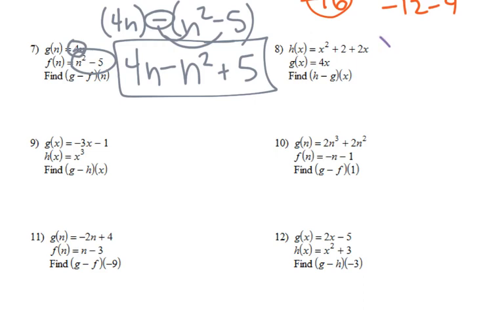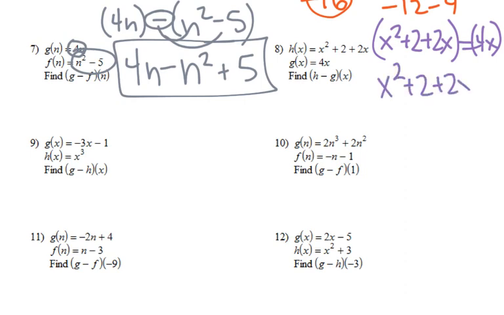Number 8, we go x squared plus 2 plus 2x, minus 4x. So that minus applies just to the 4x. We get x squared plus 2 plus 2x minus 4x. 2x minus 4x would give us x squared minus 2x plus 2. And there's my answer.